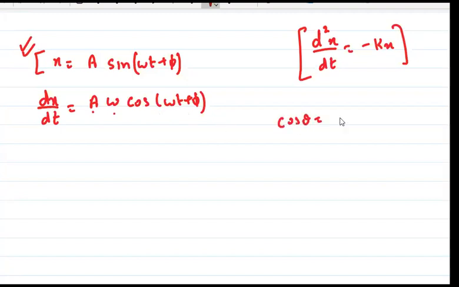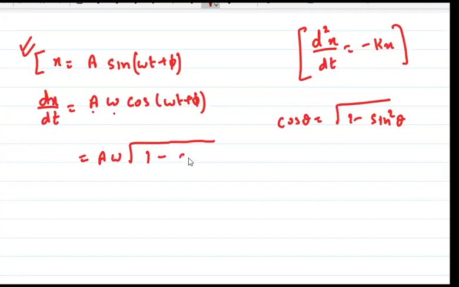cos theta is equal to root of 1 minus sine square theta. Yes or no? Agree? So if you use this concept over here, it will be A omega under root 1 minus sine square omega t plus phi. Anyone have any issues in this?